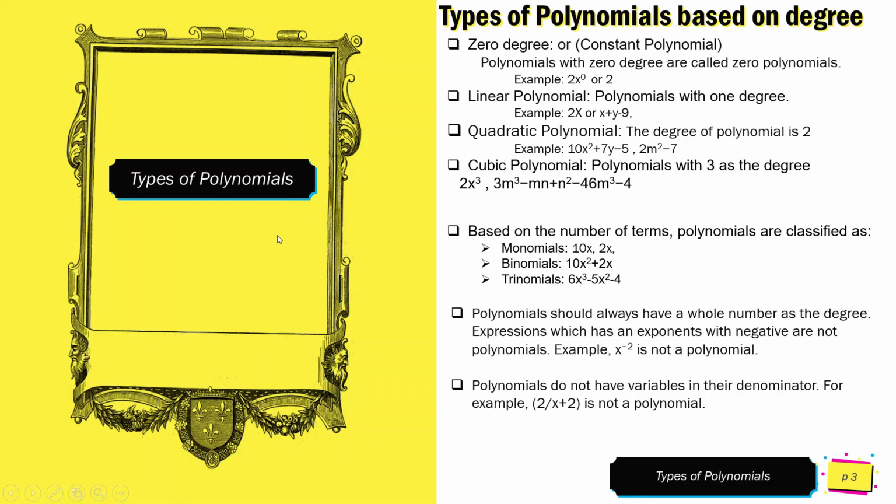So now, what are the types of polynomials? The types of polynomials are mainly divided based on the category of the polynomial. The categories are 0-degree polynomial, linear polynomial, quadratic polynomial, and cubic polynomial. 0-degree means the degree of the polynomial is 0. So here x to the power 0, or any variable to the power 0, is 1. So 2 into 1 is nothing but 2. So this is a 0-degree polynomial.